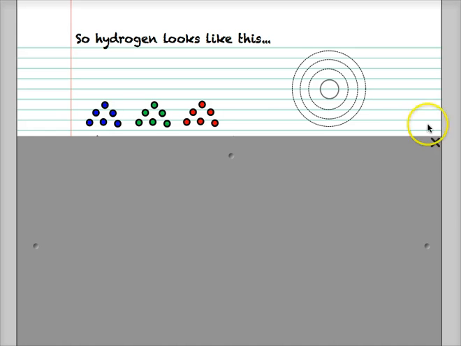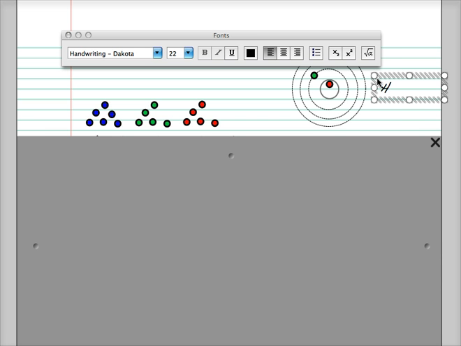Let's build some atoms. So element number 1, hydrogen, looks like this. Now I've got a blank here, space for the nucleus, I've got orbitals drawn. Hydrogen is element number 1, so it's going to have one proton. If it's uncharged, it's going to have one electron, and we're going to drop that into the first orbital. Most hydrogen atoms actually have no neutrons at all, so I'm just going to leave that there. So this is hydrogen. That's what we've got. H for hydrogen.